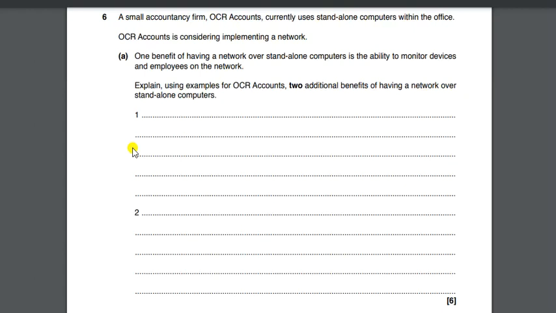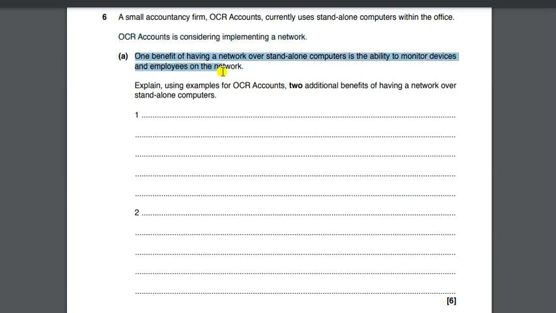Hello students, in this video I'll be discussing the June 2017 OCR programming paper question number 6. Now in this question they are saying that there is a small accountancy firm, OCR Accounts, and it uses standalone computers in the office. Now this particular company is considering that it should implement networking in its office.